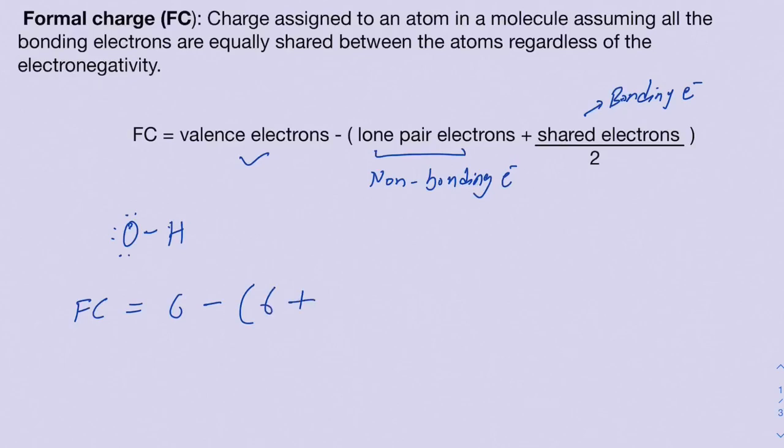And then plus 1 bond, so there's a bond between the oxygen and the hydrogen, and keep in mind that one bond brings in 2 electrons. So one bond is going to be 2 electrons, and then the shared electrons, or the bonding electrons, will be divided by 2. So 2 divided by 2, and that gives you a formal charge of -1. So that's the oxygen with the formal charge of -1.